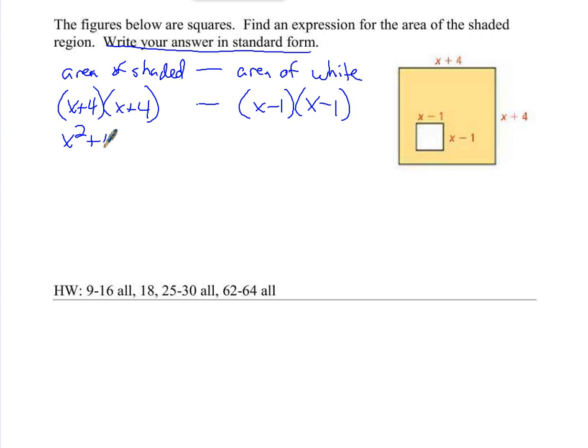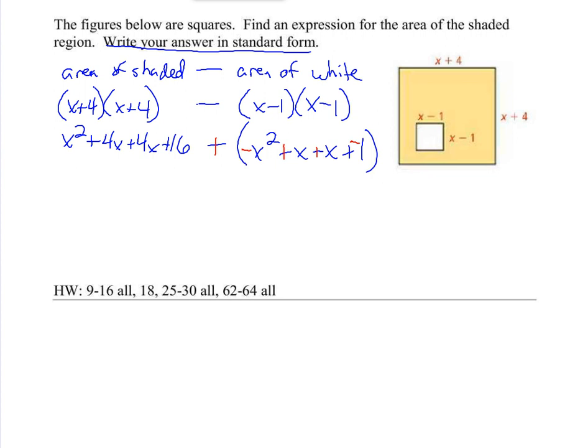Use parentheses on this one. X squared. Plus 1. Good. Notice I use parentheses there because what am I going to have to do here? Yeah, keep, change everything as we combine our like terms. So change that, change that, change that, change that.